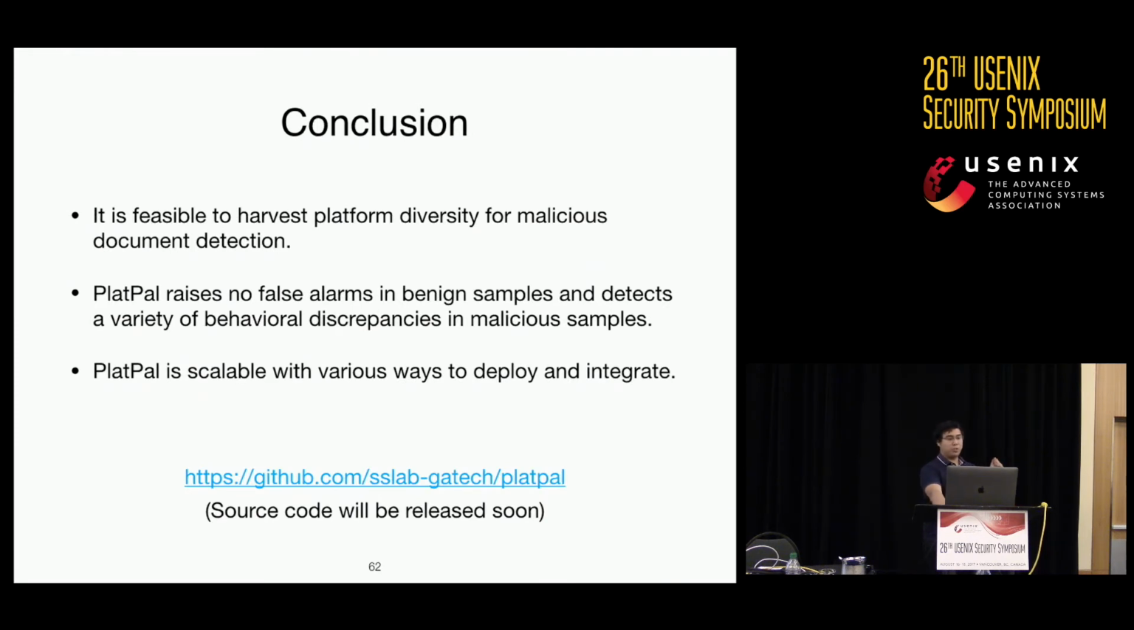So in conclusion, we show that it is feasible to harvest platform diversity for malicious document detection. We raise no false alarms and detect a variety of behavior divergences in malicious samples, and it's scalable, and there are various ways to deploy and integrate.